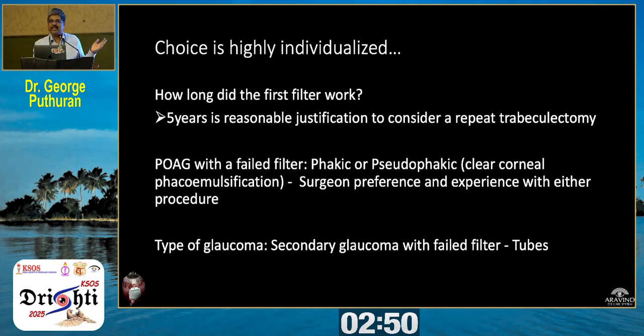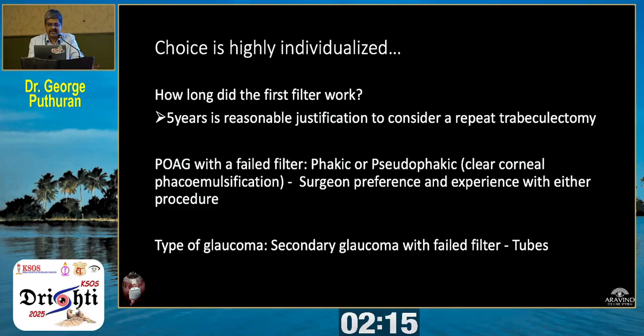Choice is highly individualized. The most important thing is how long the first filter worked. I think Dr. Satyan always used to tell me more than 5 years is a reasonable justification to consider a repeat trabeculectomy. Your filter has worked for 5 years, it's a reasonable justification to consider repeat trabeculectomy. POAG with a failed filter, phakic or pseudophakic, especially if the pseudophakia is a clear corneal phacoemulsification, I would leave it to the surgeon preference and experience with either procedure.